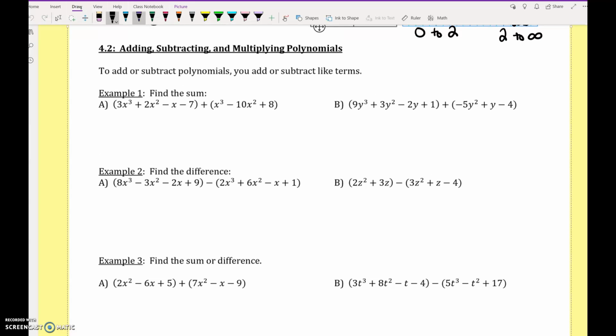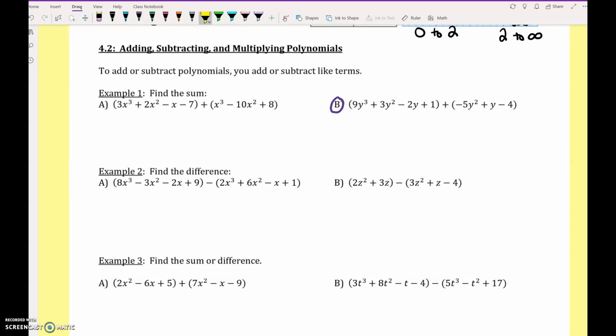Okay, today we are going to work on adding, subtracting, and multiplying polynomials. Most of this is actually a review from Algebra 1. You just didn't necessarily call it this in Algebra 1. We're going to do example 1b.